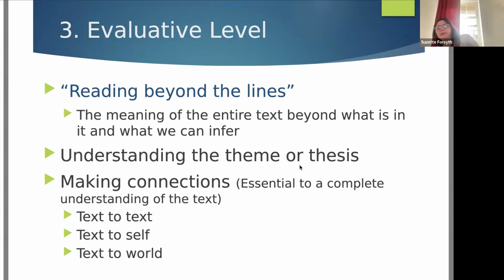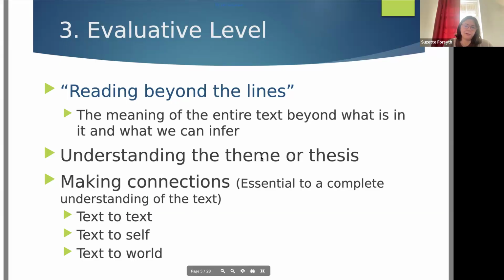Evaluative level, so that's where you go beyond. So you're kind of making a judgment, or you are making connections to something else out there, something in your memory, something in the world, going beyond what the text says and thinking about it more broadly, right? And connecting it to other things.